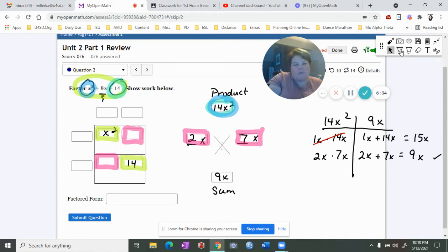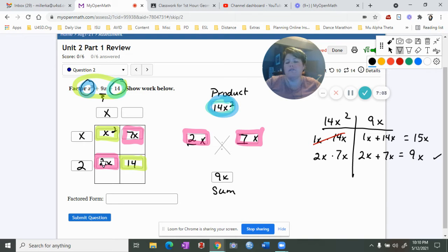So I'm going to put the 2x and 7x. And now we go looking for our greatest common factors for this row and this row. So x squared and 7x share an x. X times x is x squared. 2x and 14 share a 2. So I'm going to double check this.